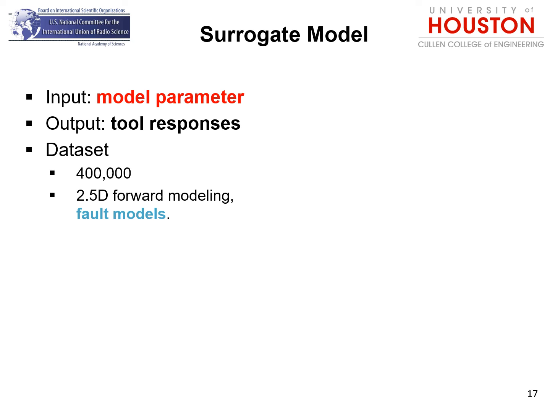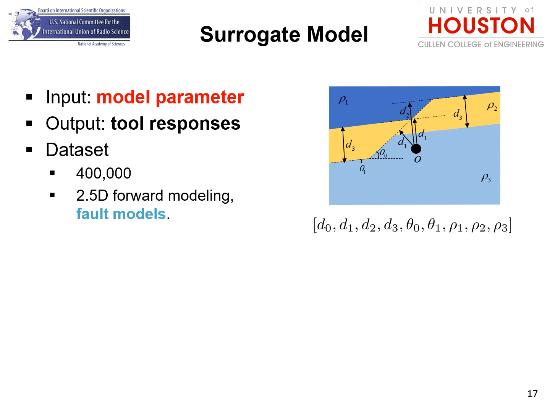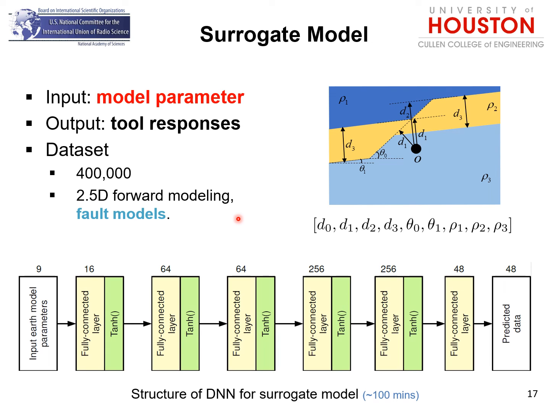In this presentation, we take the fault as an example. It has 9 parameters. So we first generate 40,000 data using the 2.5D finite difference method. Then we train the neural network such that it can predict the tool response given the model parameters. And this is the structure of the neural network.